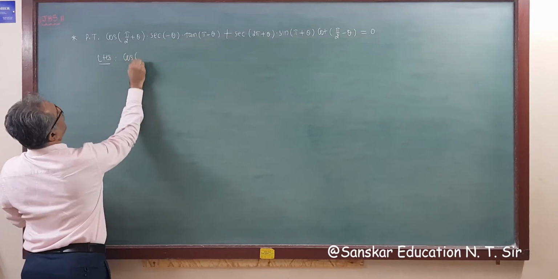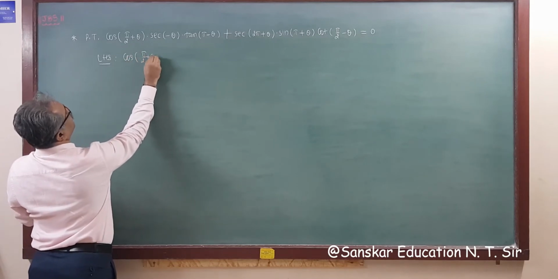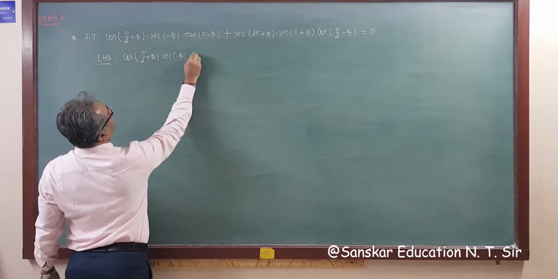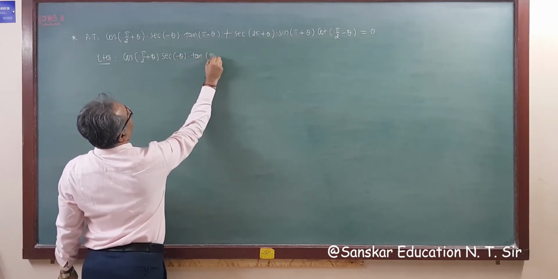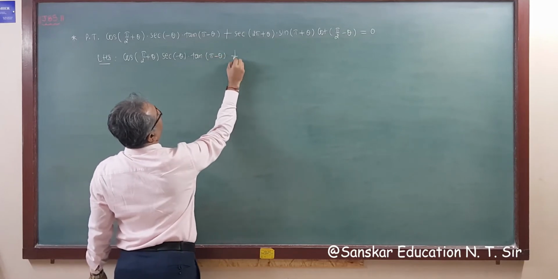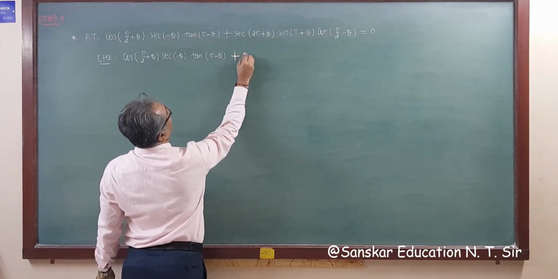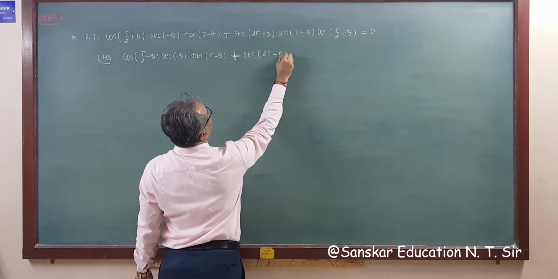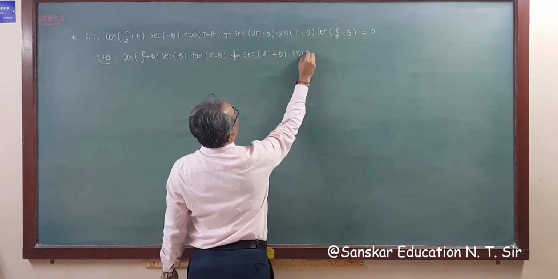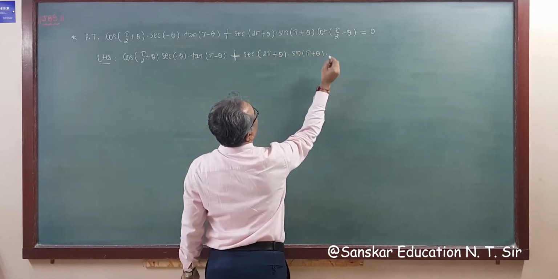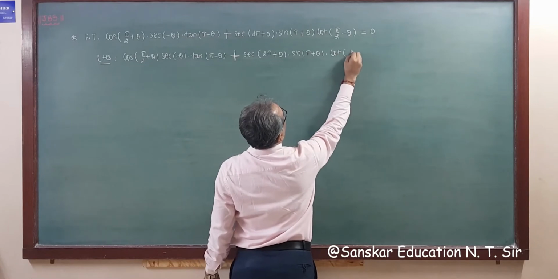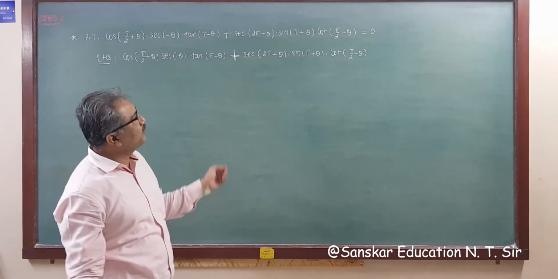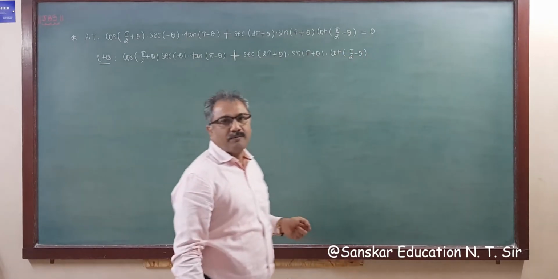cos(pi/2 + theta) sec(-theta) tan(pi - theta) + sec(2pi + theta) sin(pi + theta) cot(pi/2 - theta). This is the left hand side given, and we have to prove the answer is 0, right?